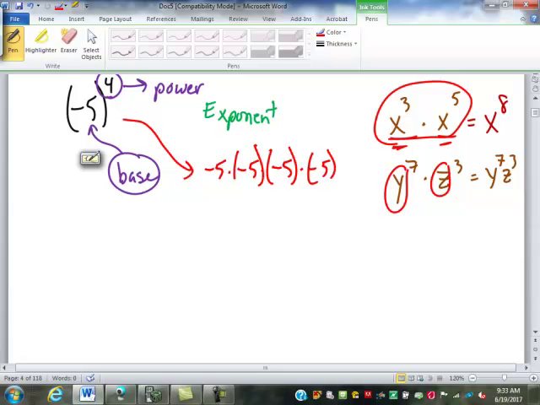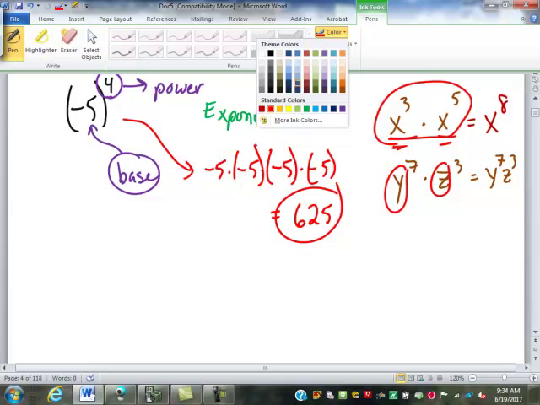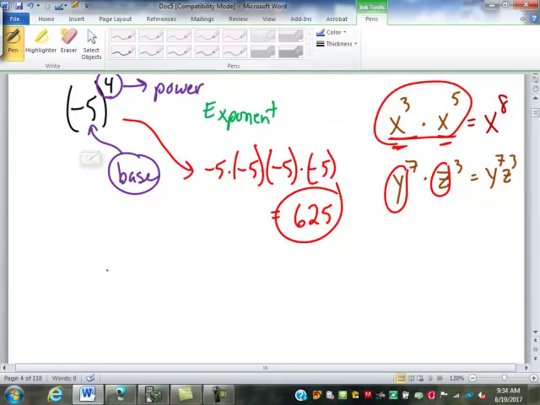They're being multiplied together to give us 625. Now what I want you to do is take your calculator right now, if you have it with you, and punch in -5, and then most of you use the caret key that looks like that up arrow key, and put in the power of 4 and see what it gives you for an answer.